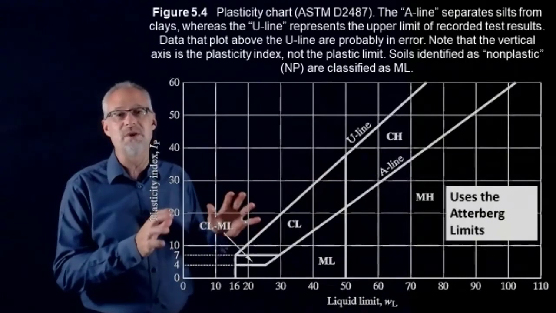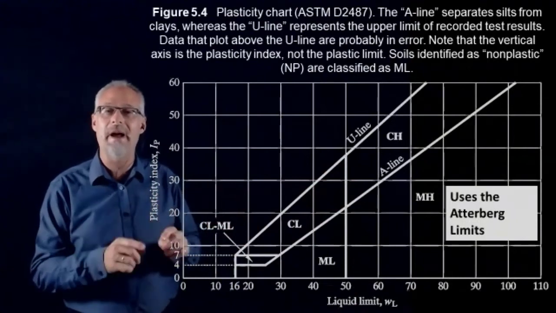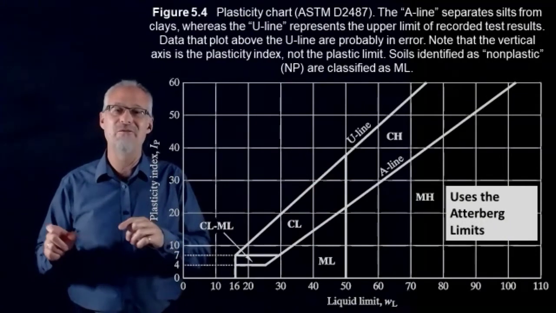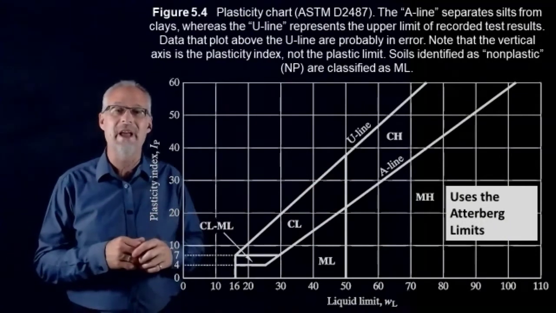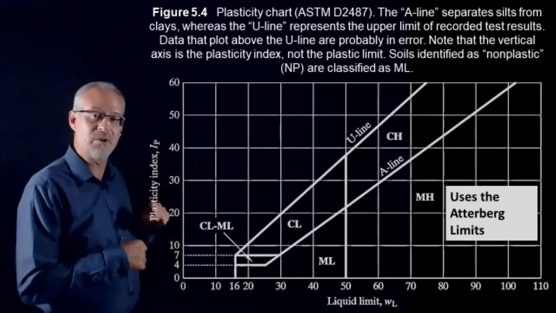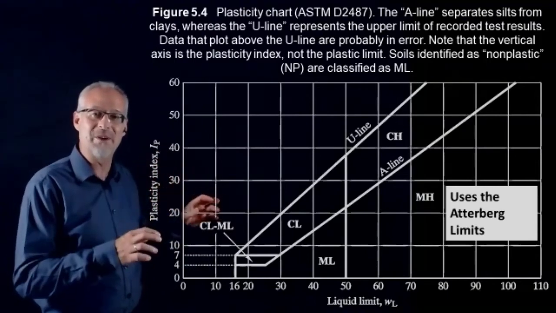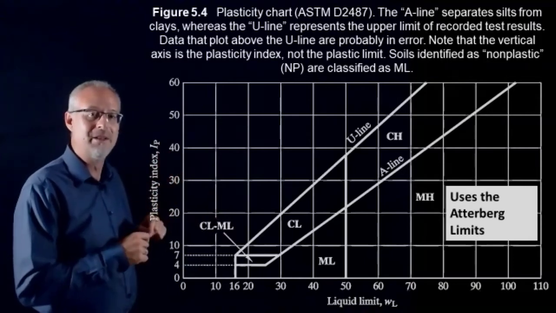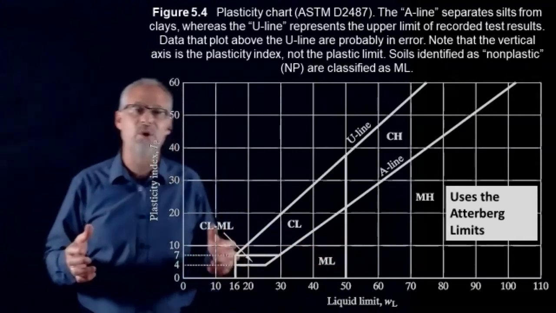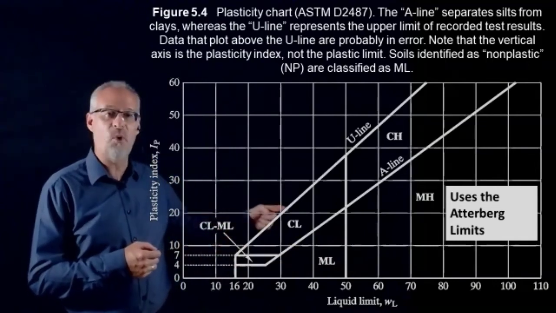This is the plasticity chart, and this actually shows up in your Atterberg limit lab write-up for how you classify the type of fine-grained soil that you're testing. It's the plot of your plasticity index on the vertical scale. The plasticity index is the liquid limit minus the plastic limit, versus the liquid limit. When you finish your Atterberg limits testing on a soil sample, you plot a point, and the point will fall somewhere.